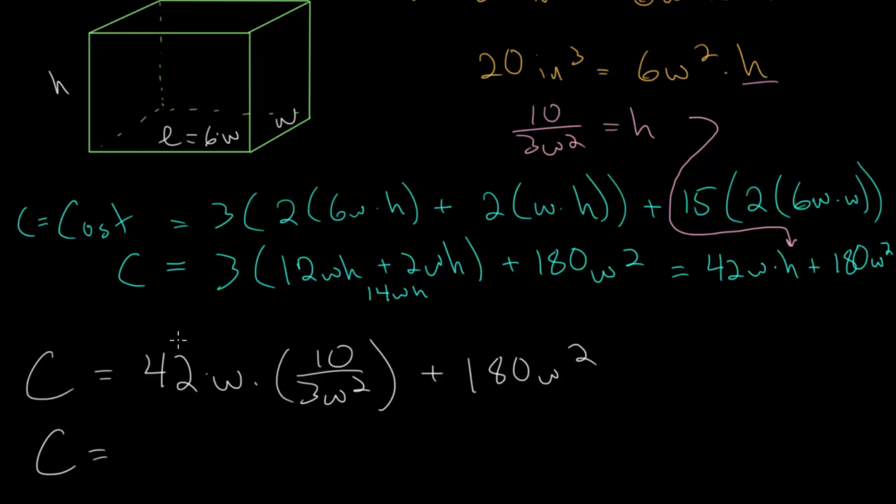We have 3 going into 42 14 times, and then 14 times 10 would be 140. W over W squared would be 140 over W, but I'll write that as W to the minus 1 power. But if you want to rewrite this as 140 over W, that would be valid as well. And then this is plus 180 times W squared. And the reason I wrote this as W to the minus 1 is that we need to take a derivative of this to minimize the function.